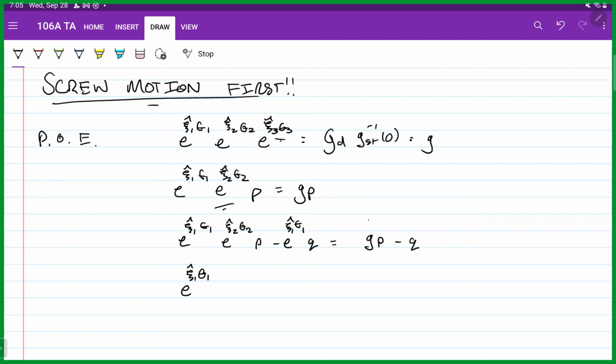Really, there are only these two tricks. One of them is where we subtract a point on the axis and use the norm to knock it out. Those are for the ones that tend to be at the front. And the other one, for the ones towards the back that we want to get rid of, is where we just choose a point on those axes and knock them out that way. So e to the xi1 hat theta 1 times e to the xi2 hat theta 2 times P minus Q equals G times P minus Q.